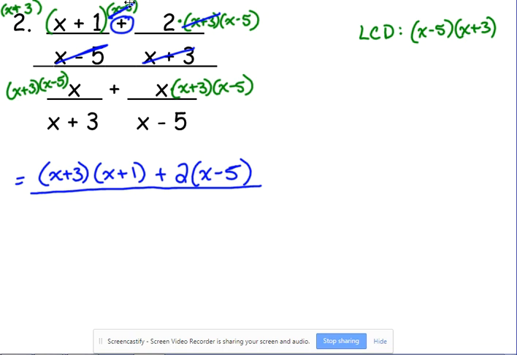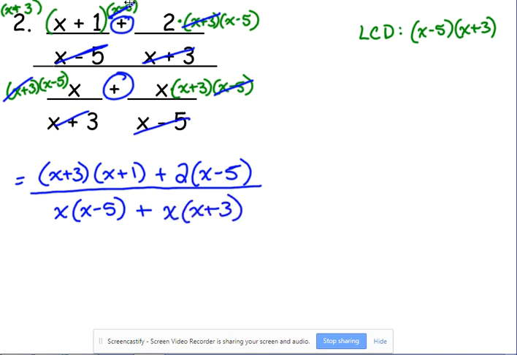So now we're in the denominator. For the first one, x plus 3 cancels. So we've got x times x minus 5. Don't miss the plus sign. Then the x minus 5's cancel. So we've got x times x plus 3. We cannot cancel anything at this point because of the plus that's in the numerator and the plus that's in the denominator.